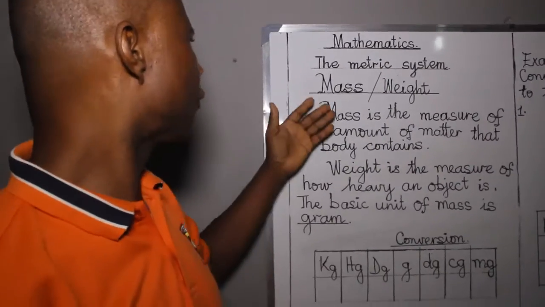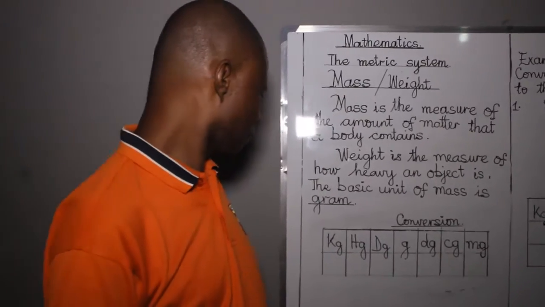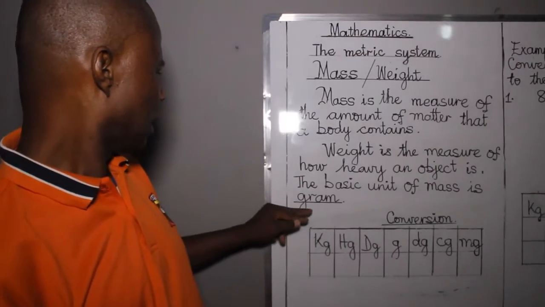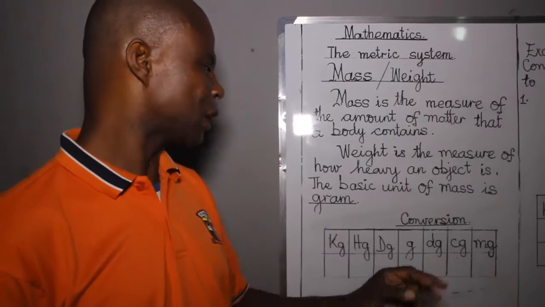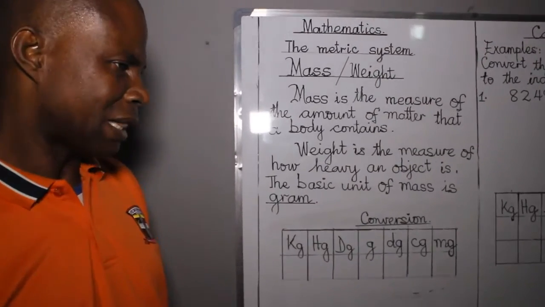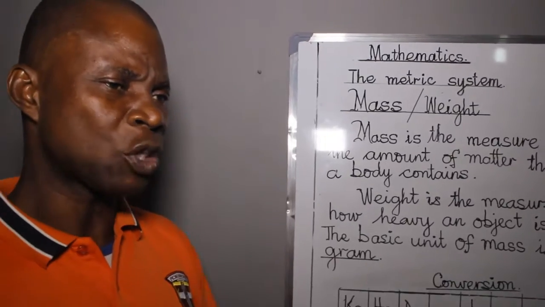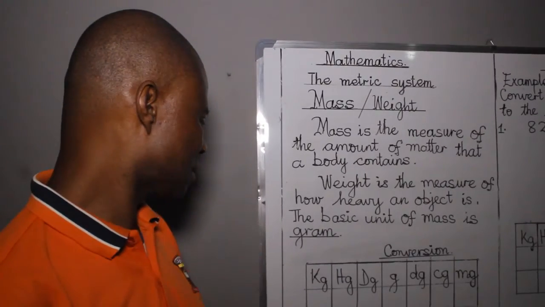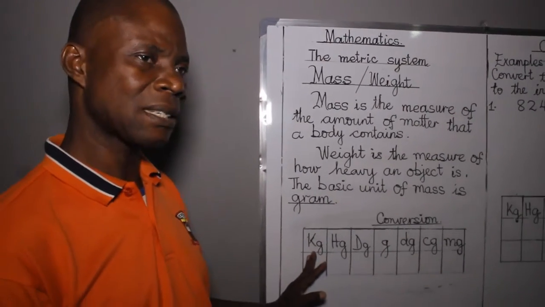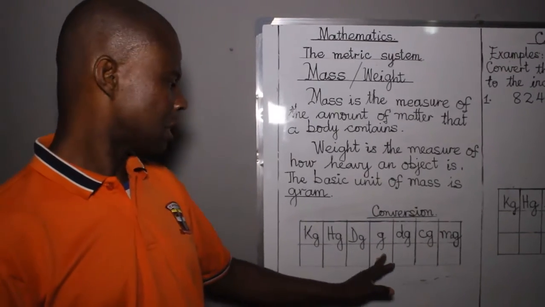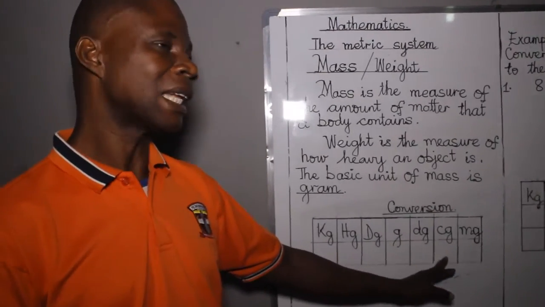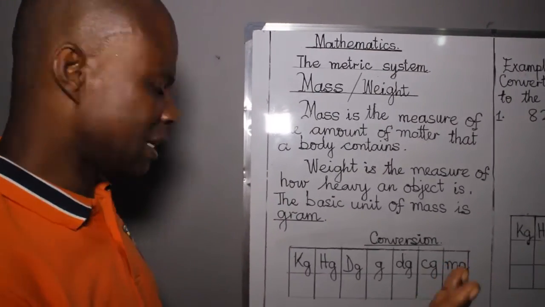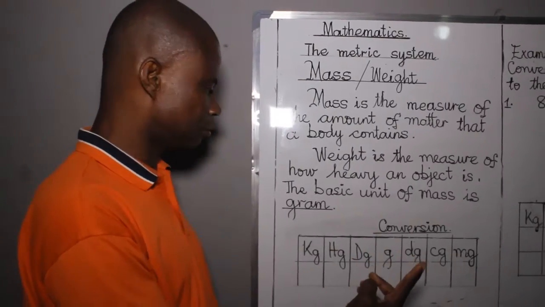Conversion of mass or weight. When we come to the units, we have gram as the basic unit of mass, and therefore 7 units come together to form the unit of weight or mass. For instance, we have the highest, kilogram, hectogram, decagram, gram, decigram, centigram, and milligram. Each column is varying by 10.